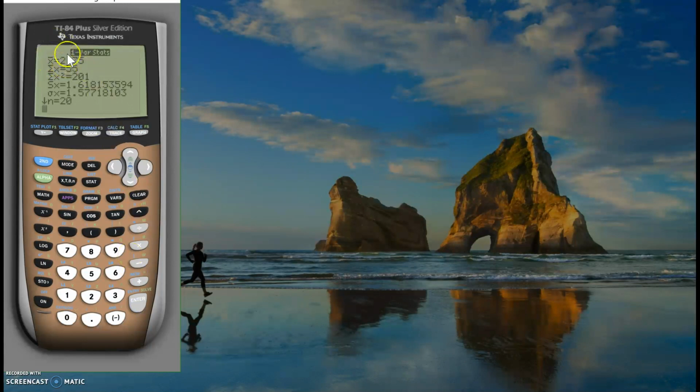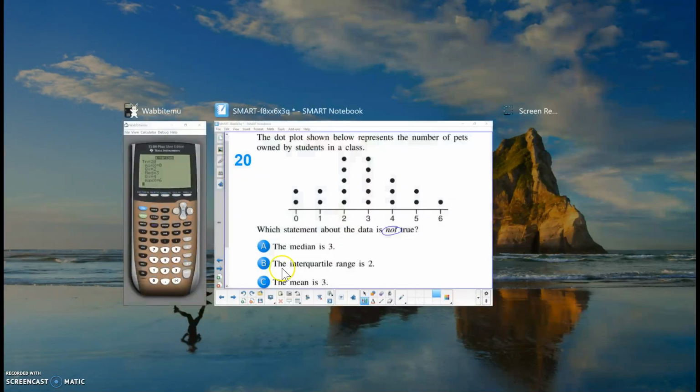All right, so we see the mean is 2.75. Standard deviation is 1.577. The minimum is 0 and the max is 6. Sorry, there's 20 numbers. From 0 to 6 is your range, so your range is 6. Your interquartile range is from Q1 to Q3, so 2 to 4. So there's a difference of 2 there. The median is 3.